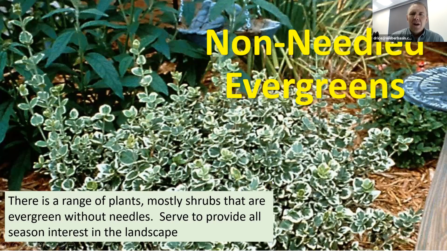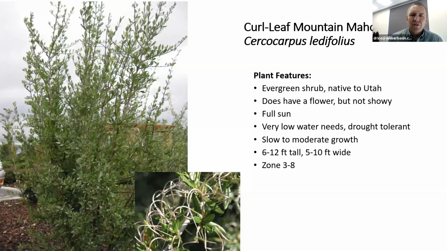So let's move into the non-needled evergreens. Quite a range of plants, mostly shrubs that are not going to have needles, that are evergreen, and they provide that year-round interest in the landscape. So let's talk about curly-leaf mountain mahogany, or little leaf mountain mahogany. This is an evergreen shrub native to Utah, up in the foothills. Does have a flower, but it's not showy.